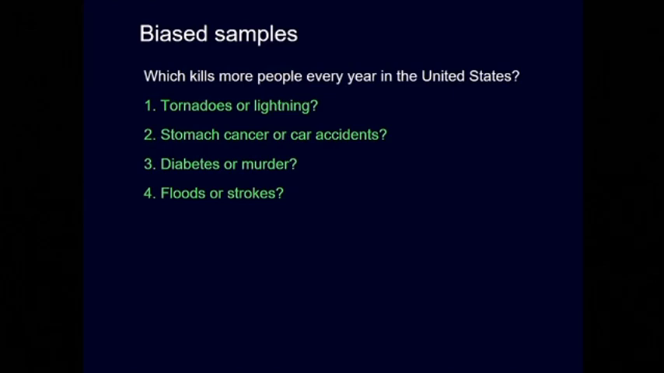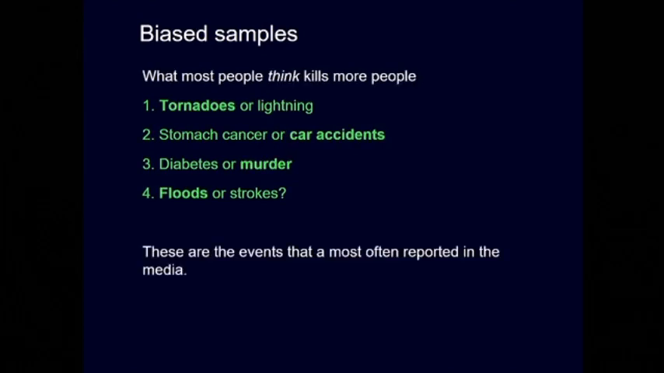Now I've told you about the availability fallacy, what do you think the most common answers were to these questions? What did people think was more likely to kill people? Tornadoes or lightning? Tornadoes. Stomach cancer or car accidents? Car accidents. Diabetes or murder? Murder. Floods or strokes? Okay. Well, most people went for floods, right? Just what you predicted. Why? Because those are the ones that are most often repeated in the media.